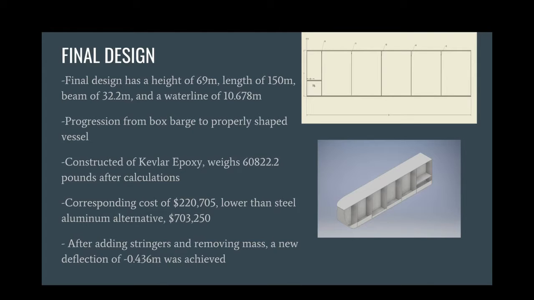And the beam was constructed of Kevlar epoxy, which weighs 60,822.2 pounds. The corresponding cost was $220,705. This is lower than the steel alternative, which was $703,250. And after adding the stringers and removing the mast, the new deflection was negative 0.436 meters.